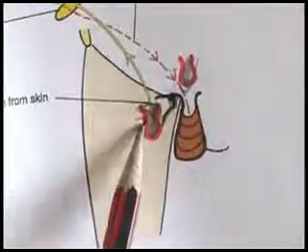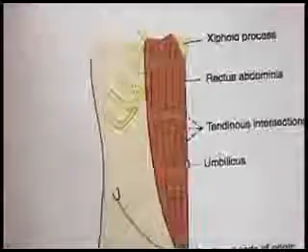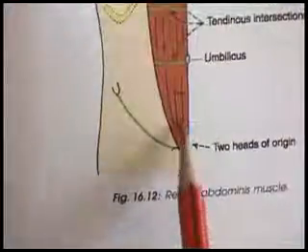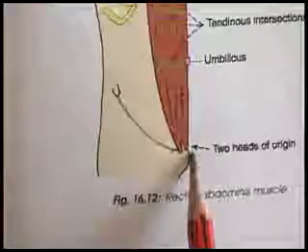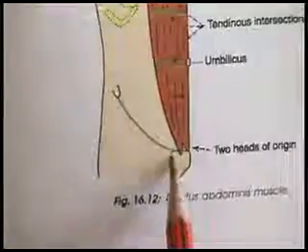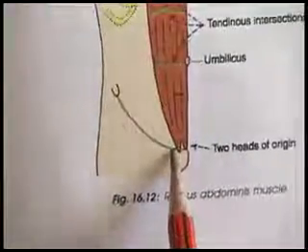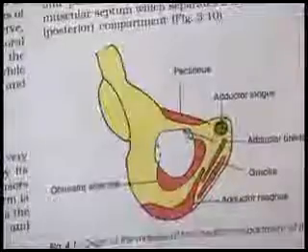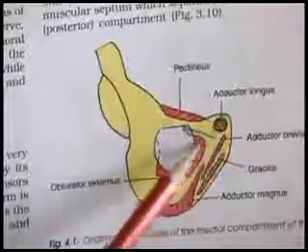From the pubic crest is the origin of rectus abdominis. On the medial side is the origin of the medial head of rectus abdominis, and on the lateral side is the origin of the lateral head of rectus abdominis. The anterior surface of the body.